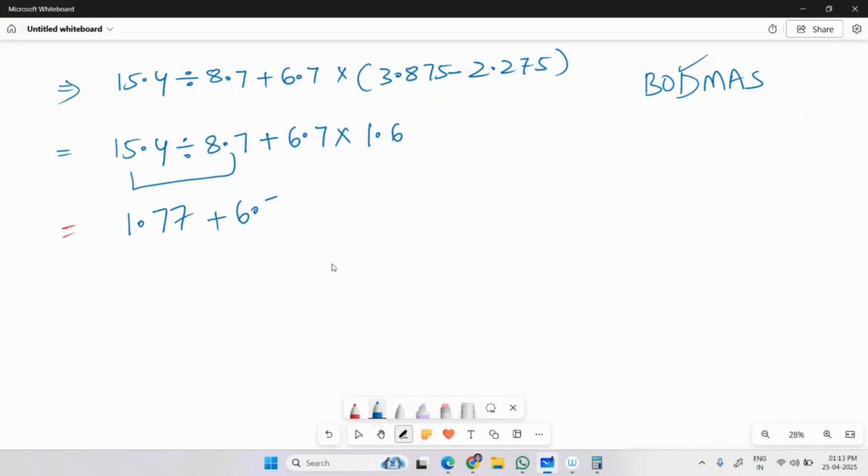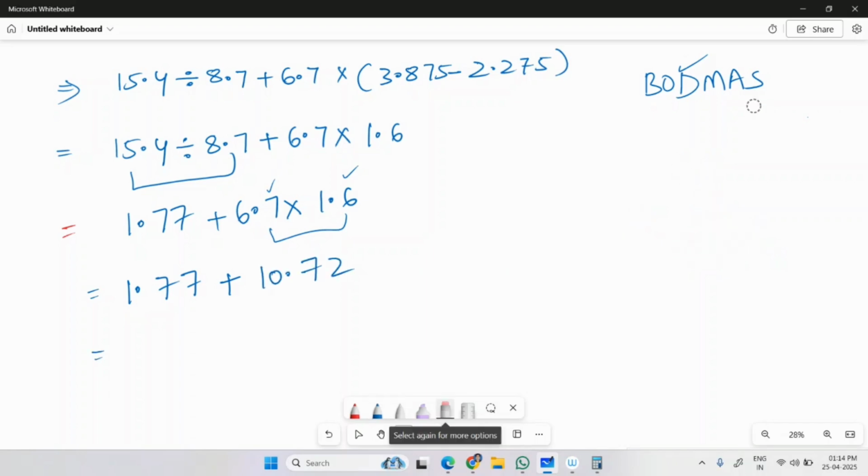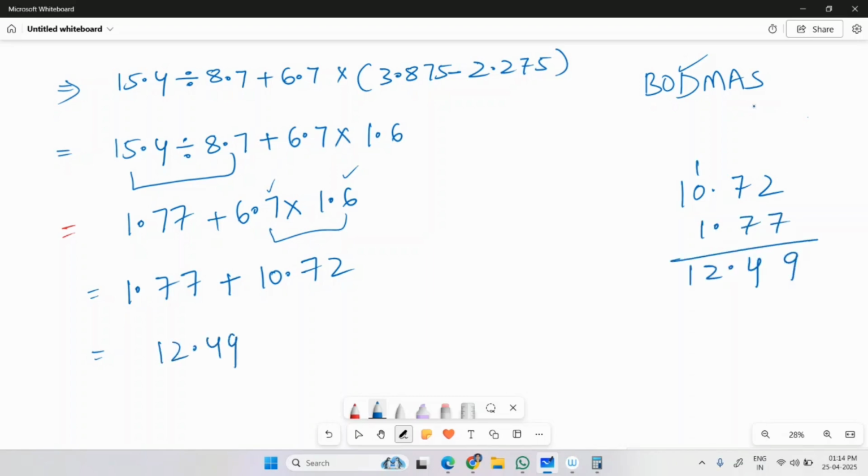1.77 plus 6.7 times 1.6. Now multiply. 67 times 16. 67 times 16 is 1072. And we have two decimal places, so let's keep two places after the point. And now 1.77 plus 10.72. Let's add these two. 10.72 plus 1.77 is 12.49. 12.49 is the answer.